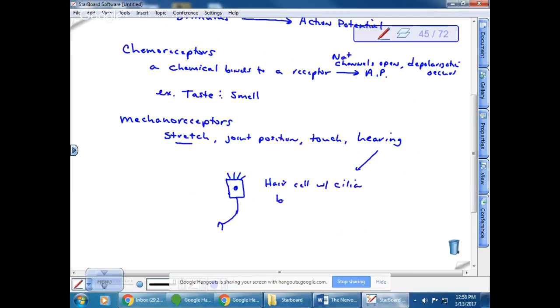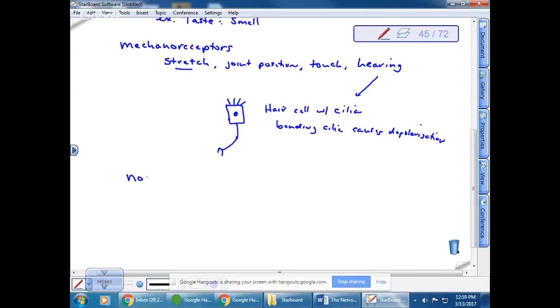So the bending of the cilia causes depolarization. And we'll talk about where those are located in the cochlea of the ear in a minute. So those are mechanoreceptors. We also have a special type of receptor called a nociceptor. And these are pain receptors. And they actually respond to chemicals released from damaged tissue.